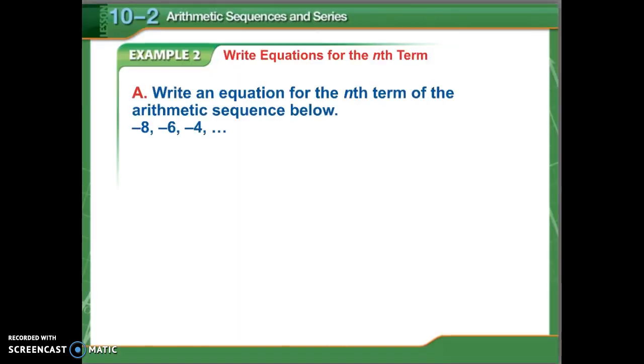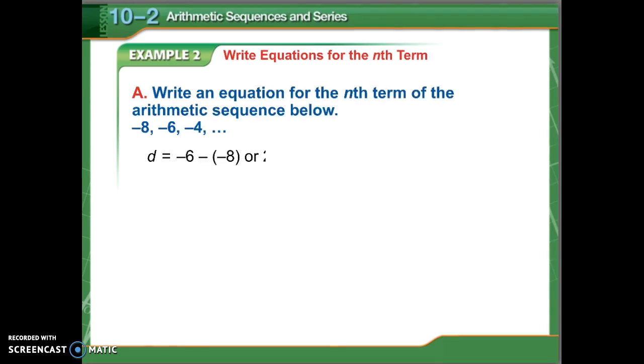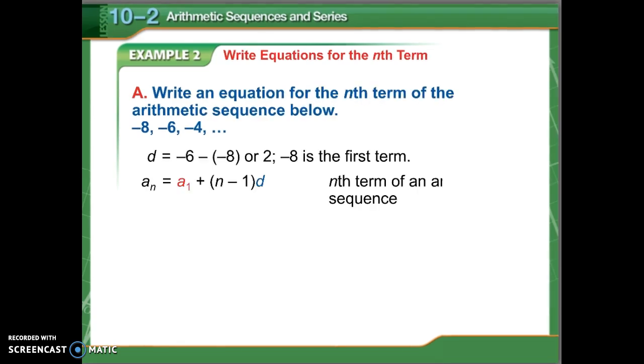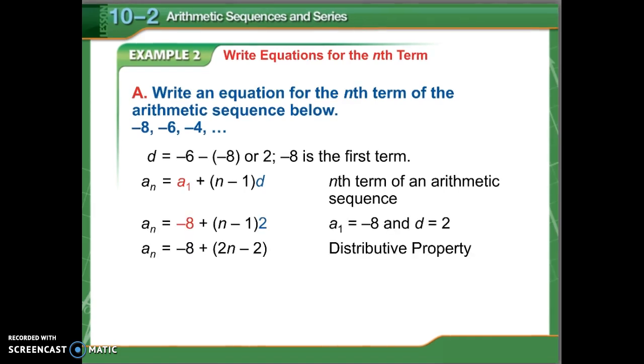For example 2, we're going to write an equation for the nth term of the sequence -8, -6, -4, and so on. So this time, what we need to do first is figure out the common difference, just like the last time. You get a common difference of 2. You're going to plug that into the formula along with the first term, -8. And once you simplify, you get the formula 2n minus 10 for the nth term.